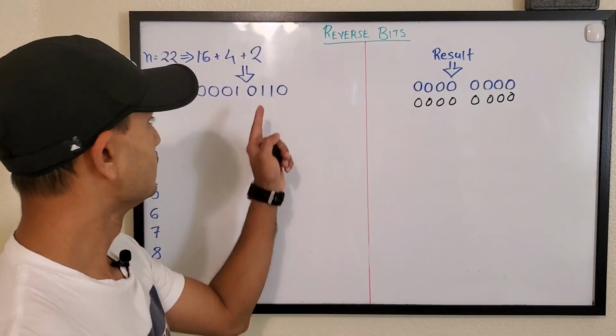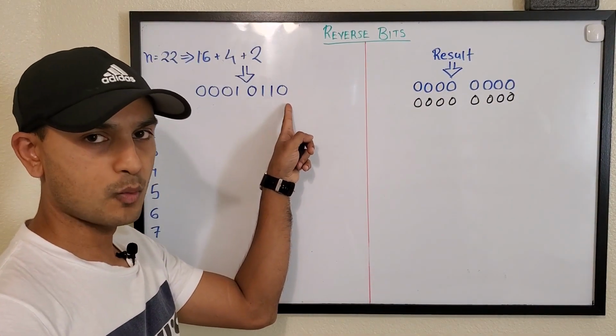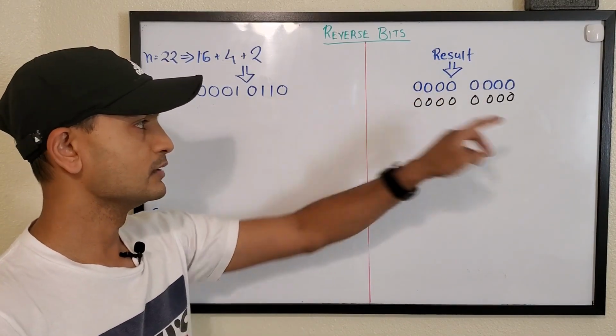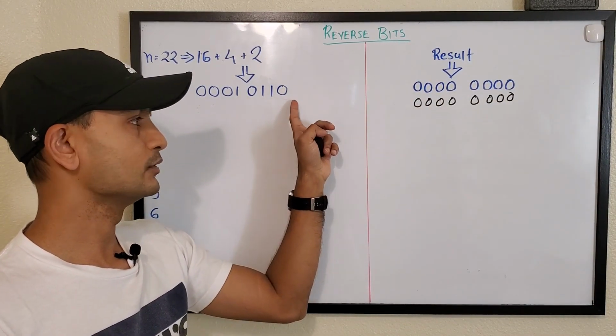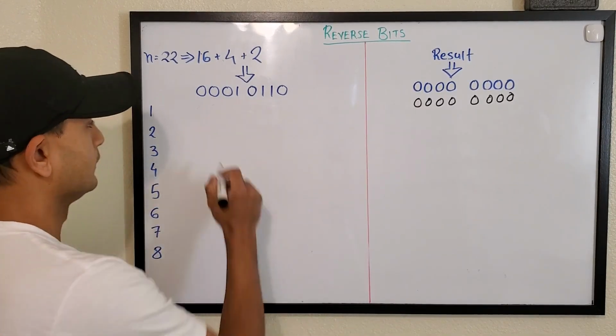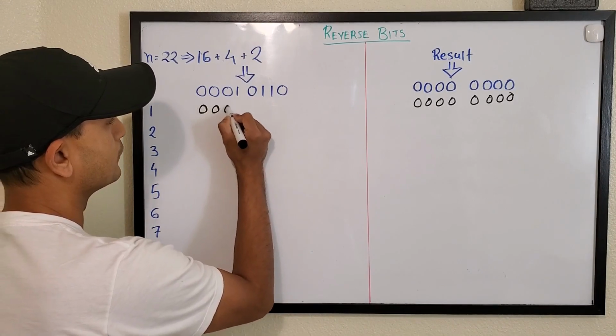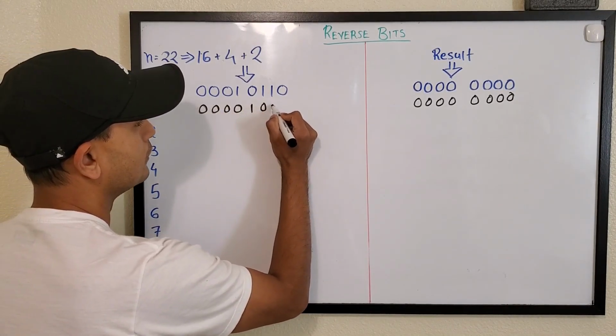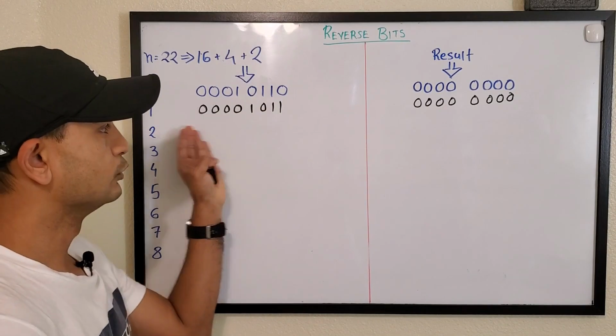And now what we do is look at this bit. If it's 1, we make it 1. If it's 0, we keep it 0. In this case it's 0, so we don't do anything. Now third step, we right shift this by 1 bit. So this will become 0 0 0 0 1 0 1 1. So we are moving by 1 bit.